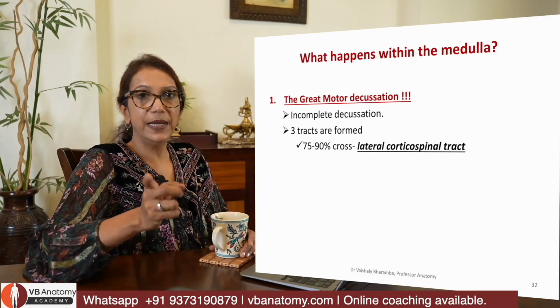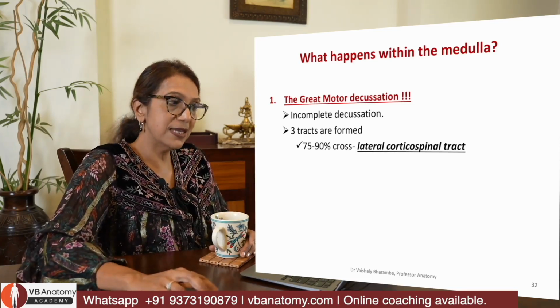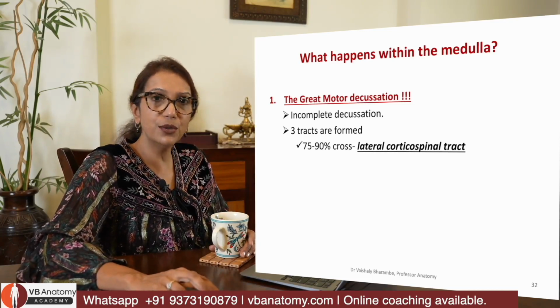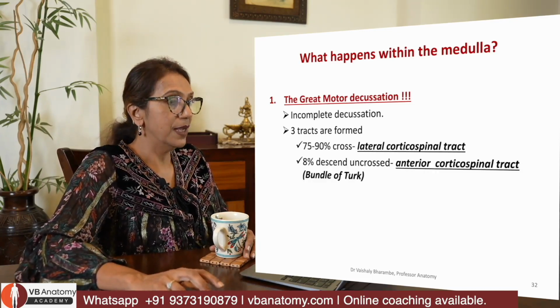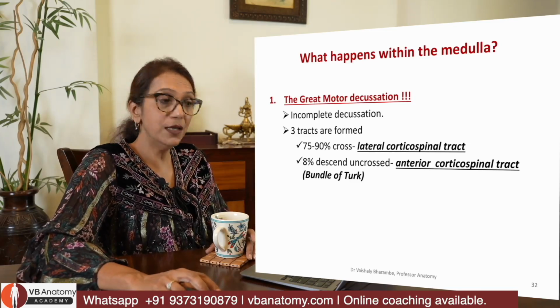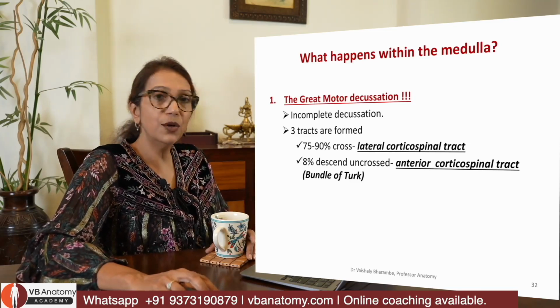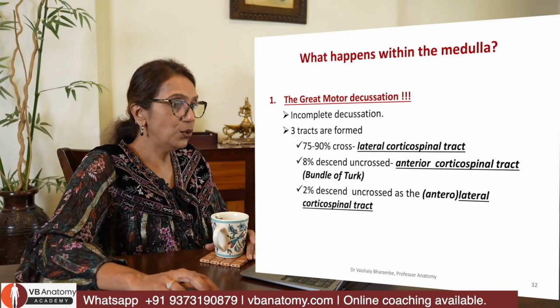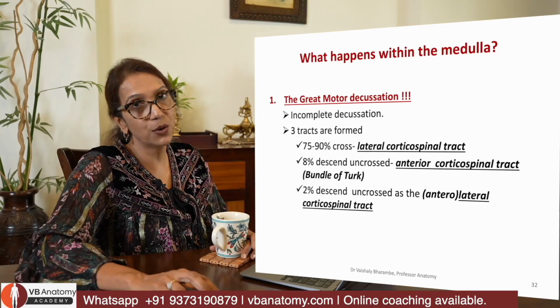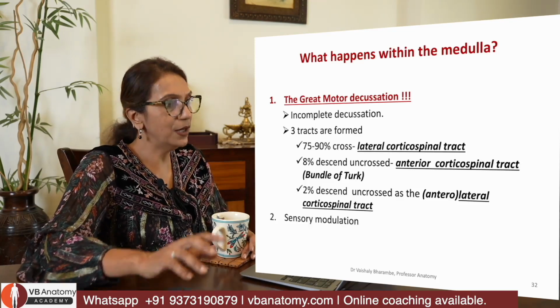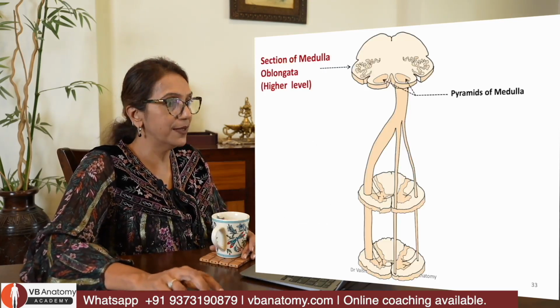They are incompletely crossing such that 70 to 90% cross to the opposite side as lateral corticospinal tract. 8% descend uncrossed as anterior corticospinal tract, and 2% descend uncrossed as the anterolateral corticospinal tract. Take a look to understand what is going on here.